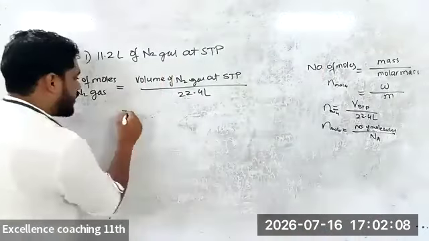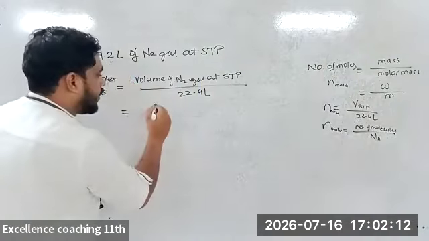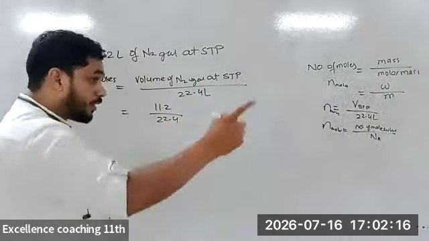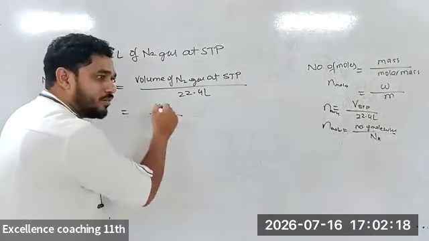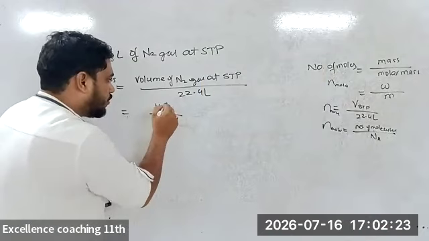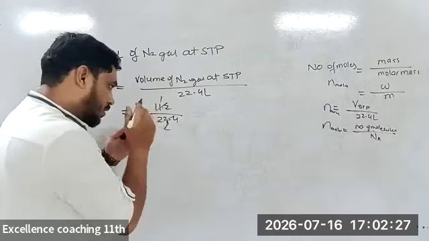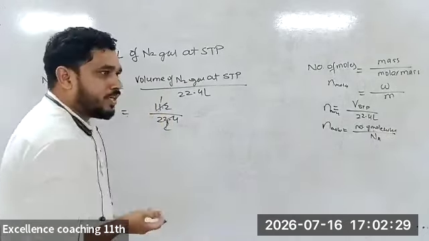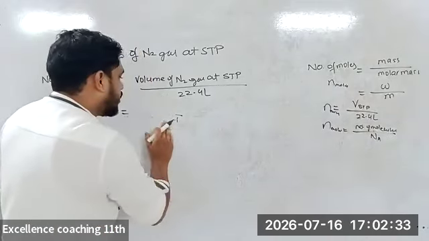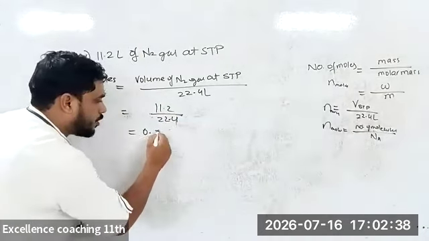Now, what is told to us? Number of moles of N2 gas is asked. Volume of N2 gas at STP is 11.2, divided by 22.4. Don't do the calculation here, do it at the side. Don't cancel like this, teachers might say you have cancelled. So do it at the side. Show it like this: 11.2 divided by 22.4 and the answer will be 0.5.